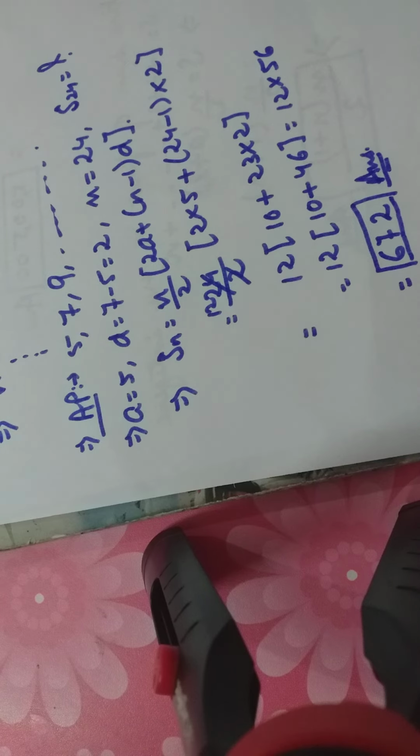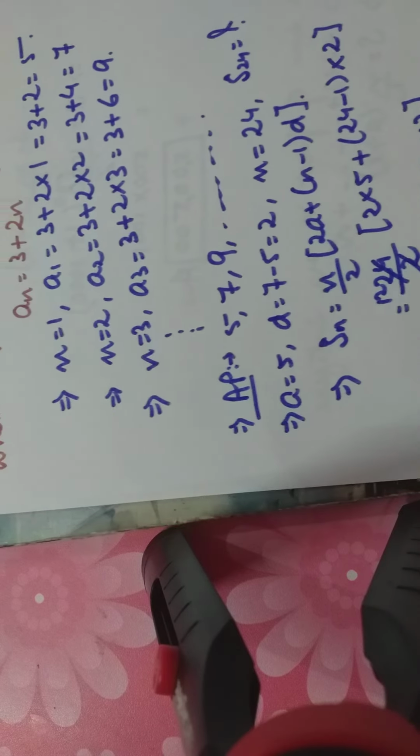That is the sum of the first 24 terms of the list of numbers whose nth term is given by an equals 3 plus 2n, whose answer is 672. Okay, hope it is clear. Come to the last example of exercise 5.3.